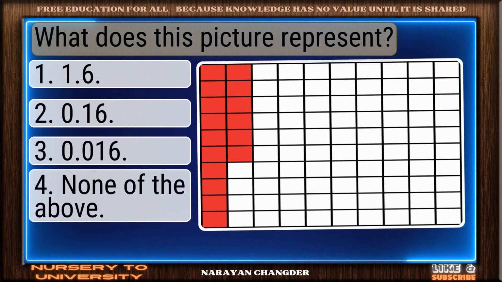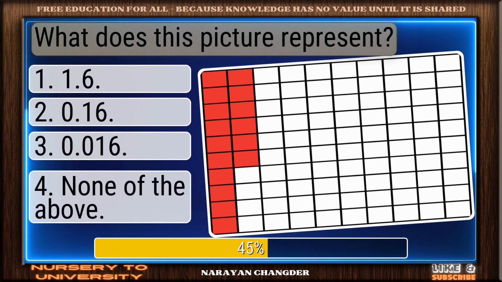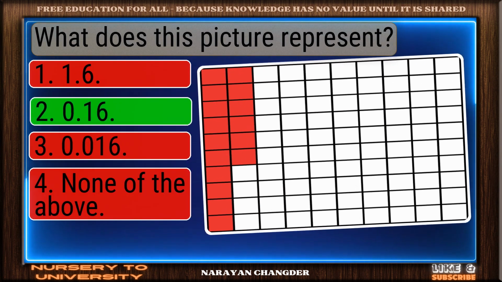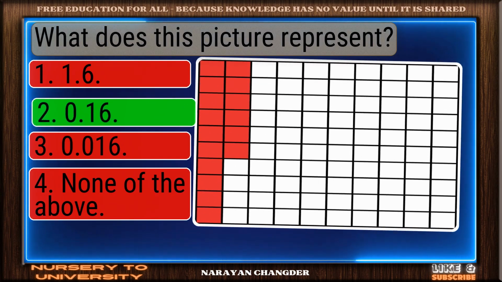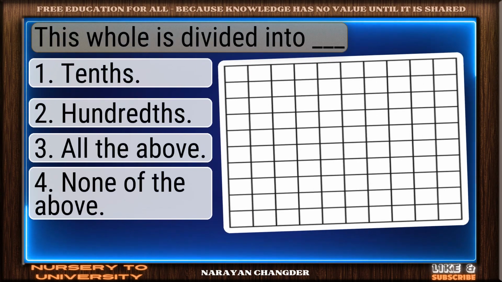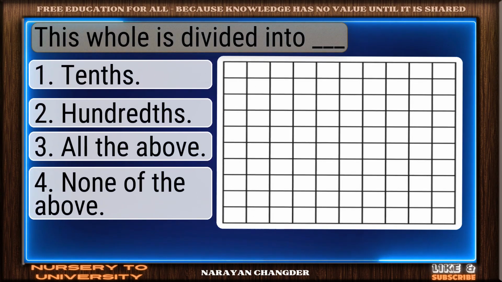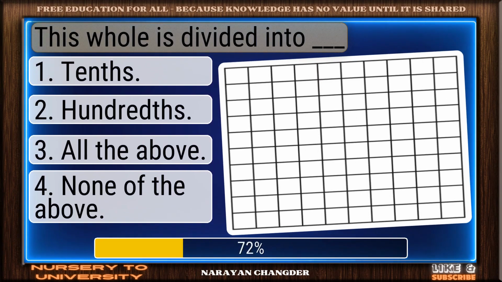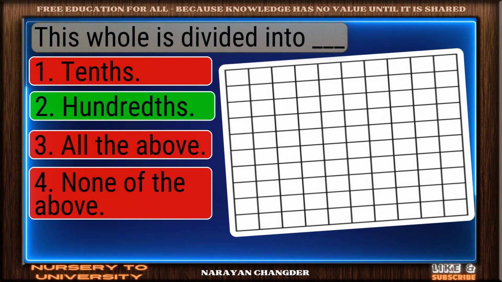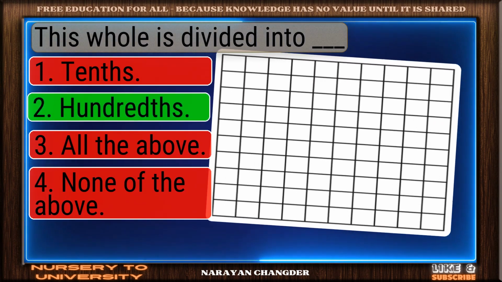What does this picture represent? Perfect. 0.16 is the correct choice. This whole is divided into dash. Solid response. Hundredths is a valid choice.